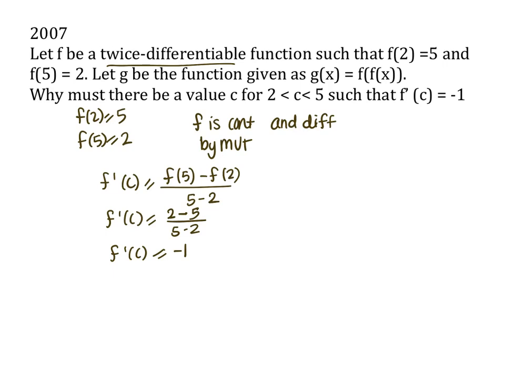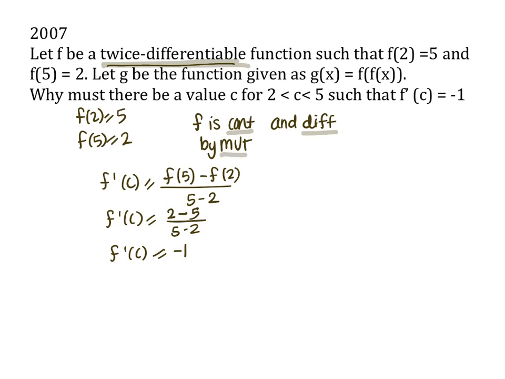If this function is twice differentiable, that means it is differentiable. It is considered a continuous function because if it was discontinuous, it would not be differentiable. Continuity does not guarantee differentiability, but if it is differentiable, it must be continuous.